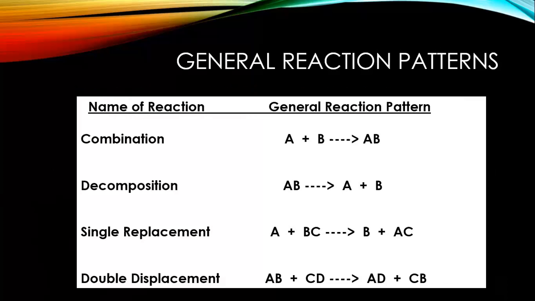Here are some general patterns that you can follow with writing these types of reactions: combination, decomposition, single displacement, and double displacement. The letters A and B represent the individual components, or even C. Have a look at this and see if you can see those patterns in some of those examples we used previously.